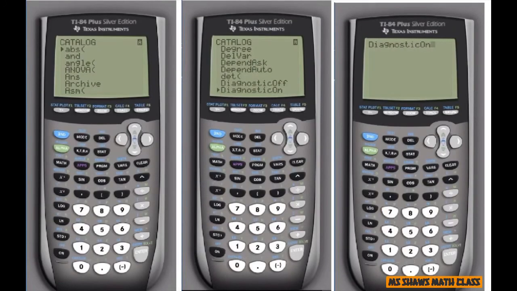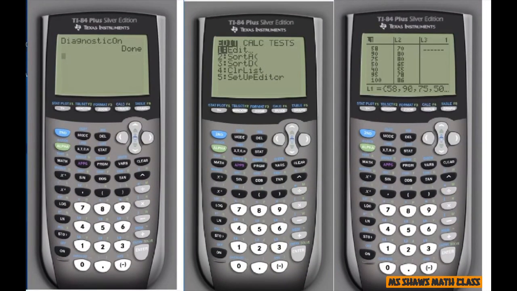Okay, so the first thing you want to do is go to your catalog. That means you click second 0. When you do that, you'll get your catalog. You scroll down to diagnostics on. So scroll down to that and click enter, and you'll see that window. You click enter again and you'll see done. So you're clicking enter twice.